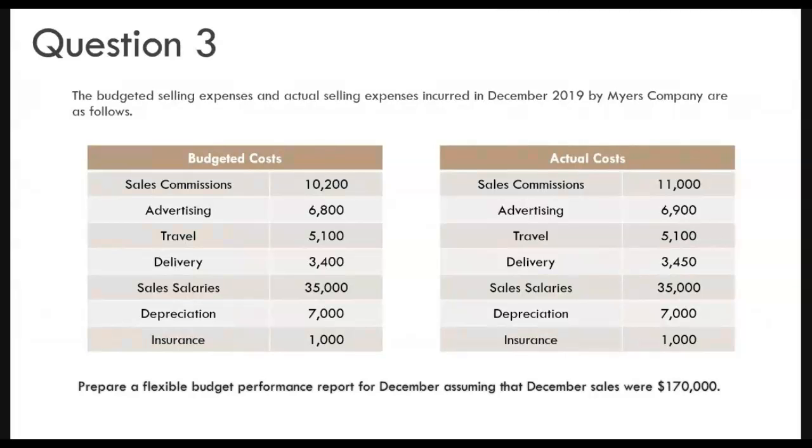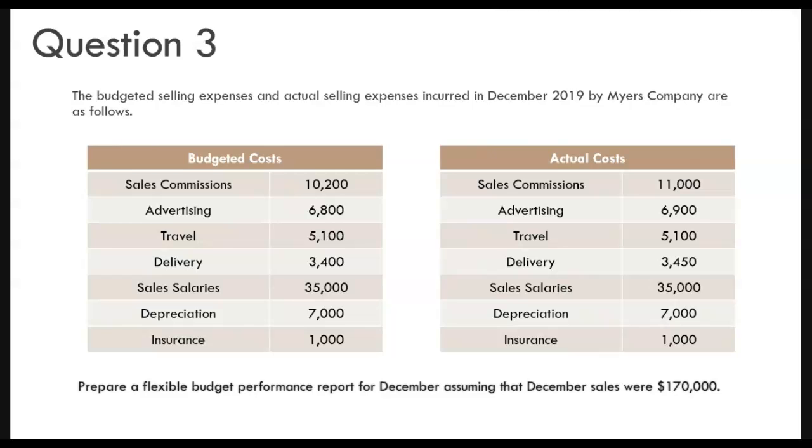Now, question number 3. The budgeted selling expenses and actual expenses incurred in December 2019 by Myers Company are as follows. So on the left, we have our budgeted cost. On the right, we have the actual cost. We need to prepare a flexible budget performance report for December, assuming that December sales were $170,000.